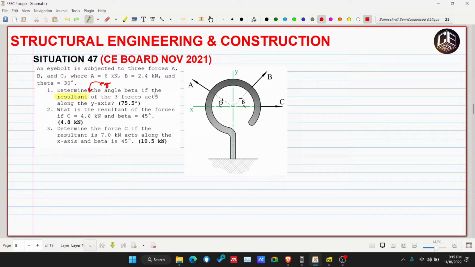If we say resultant, that is the overall result, that's why we say results. Resultant means the overall effect of the forces on a structure or a force system. And this kind of force system is a concurrent force system. Why? Because our forces A, B, C all intersect at one common point.